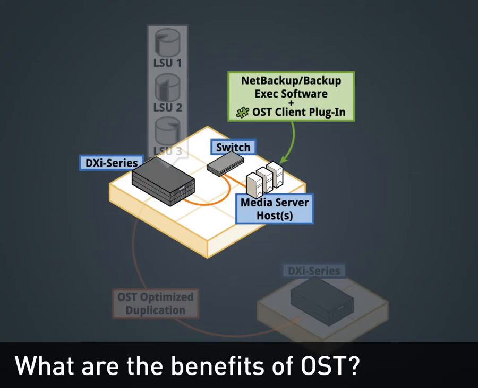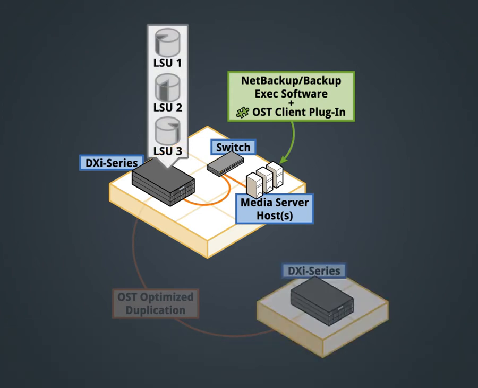So what are the benefits of configuring and using OST? NetBackup and Backup Exec can leverage DXi replication and can manage multiple copies of a backup image from one centralized location. The awareness of multiple copies makes disaster recovery much easier. Since the backup server catalogs the copies, you're not required to manually recover or fail back the data during a disaster recovery situation. Without OST, NetBackup and Backup Exec media servers have to manage all duplicate backup copies.